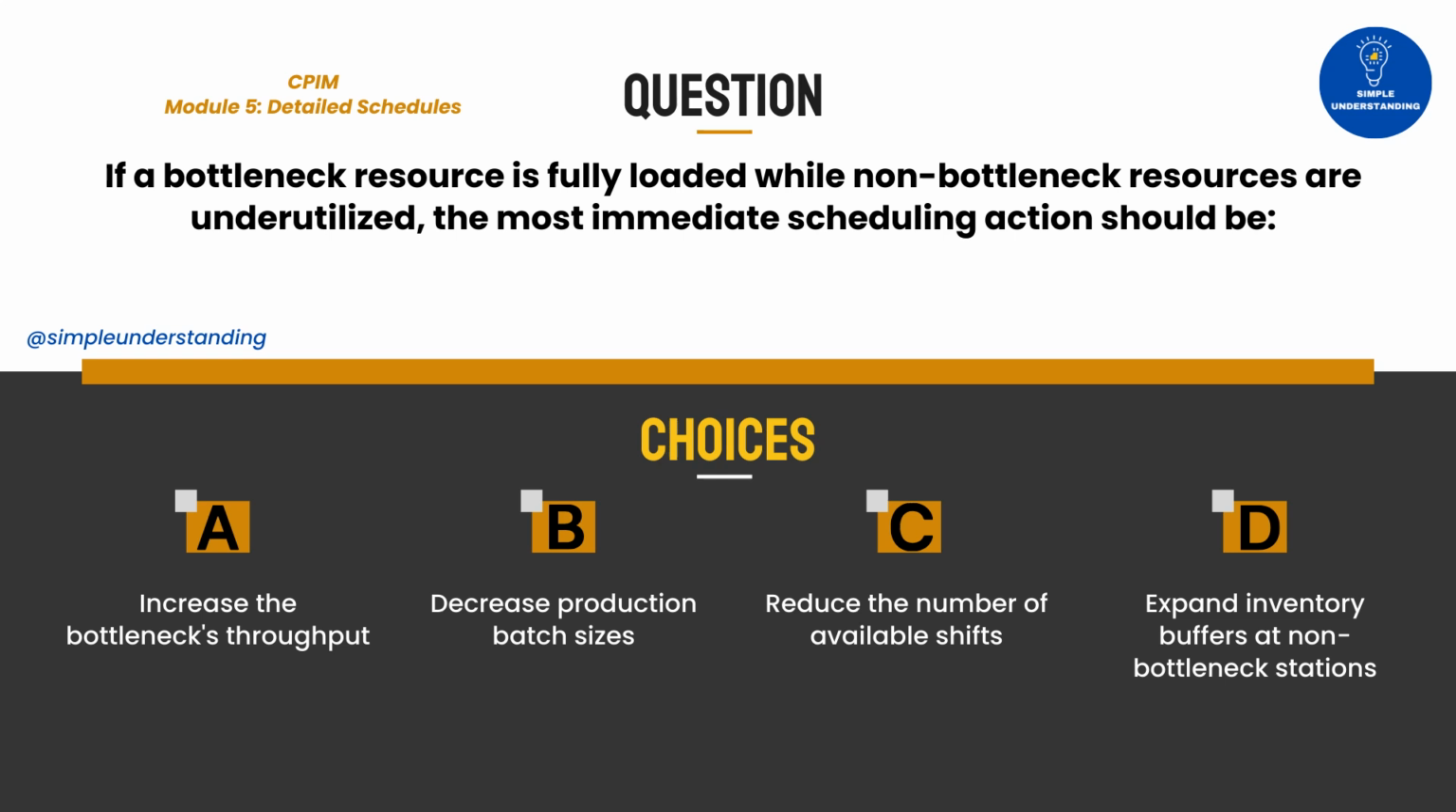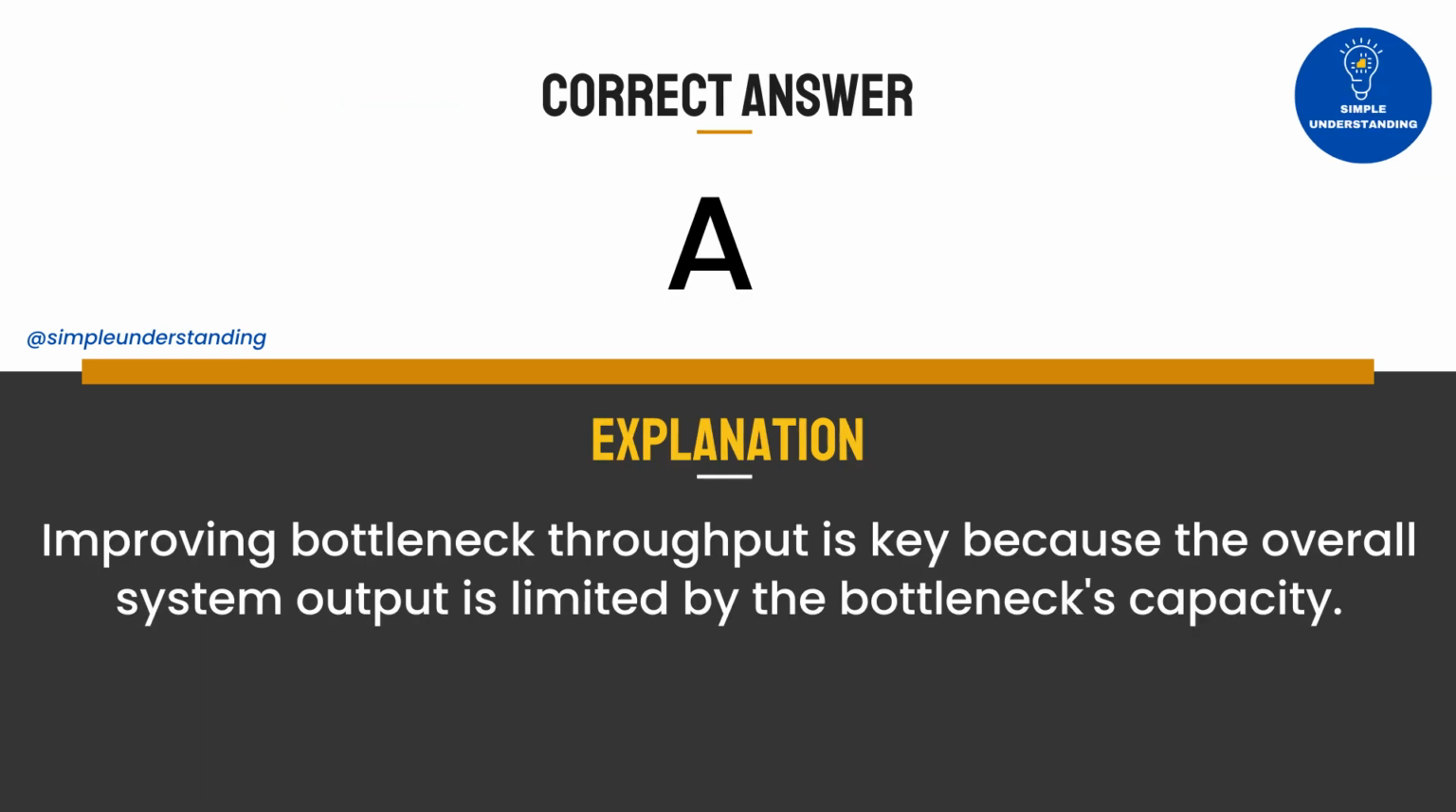Question 8. If a bottleneck resource is fully loaded while non-bottleneck resources are underutilized, the most immediate scheduling action should be A. Increase the bottleneck's throughput. B. Decrease production batch sizes. C. Reduce the number of available shifts. D. Expand inventory buffers at non-bottleneck stations. Correct answer, A. Explanation. Improving bottleneck throughput is key because the overall system output is limited by the bottleneck's capacity.